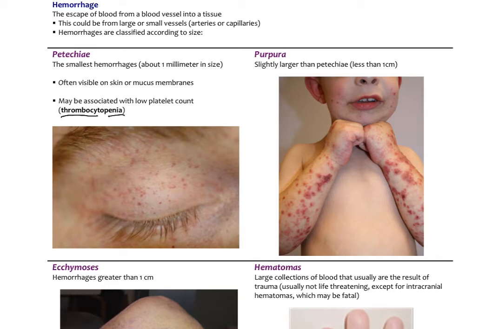Thrombocytosis would be an increased platelet count. But in this case, we have decreased platelets, increased bleeding, and we'll talk about what the causes of that are in the hematology section. But we'll get these little pinpoint bleeds. Those are called petechiae. Slightly larger bleeds would be purpura. They're usually less than 1 centimeter. And again, similar kind of causes. Often this is due to vasculitis or other platelet disorders or clotting disorders. And again, we'll review all the blood disorders in the hematology section.